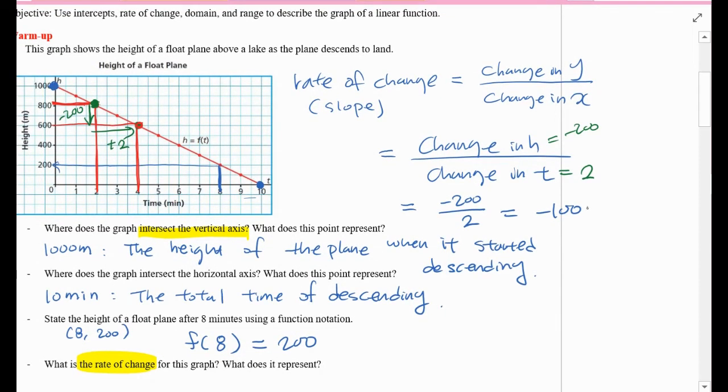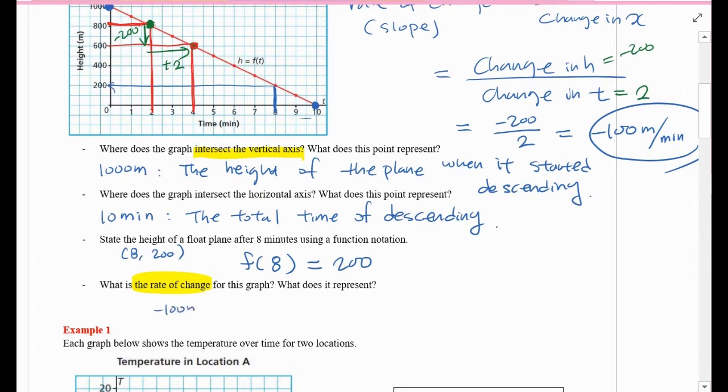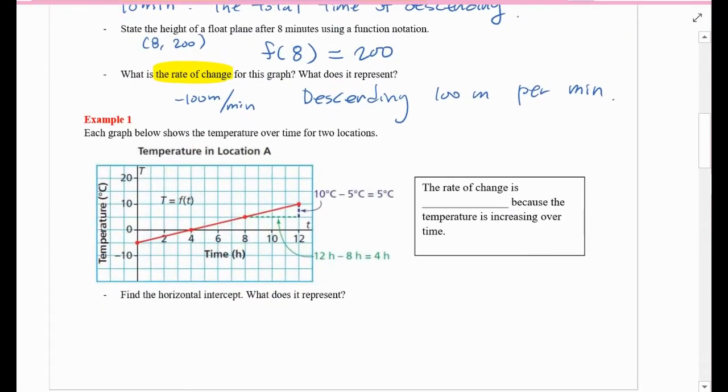So every minute, it goes down 100 meters. So negative 100 meters per minute. This is the rate of change. Okay? So what does it represent? Descending 100 meters per minute. Okay? Alright, let's move on.